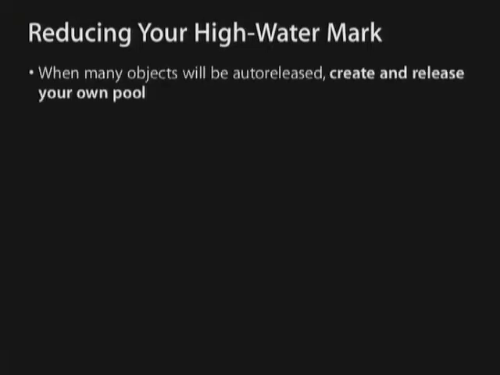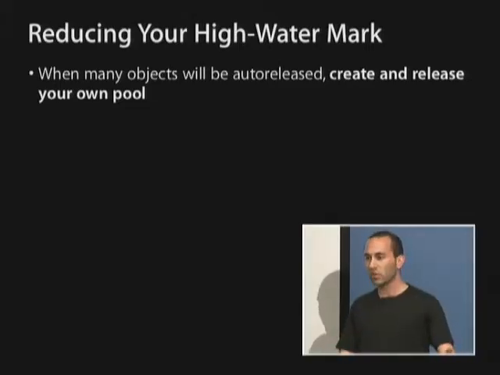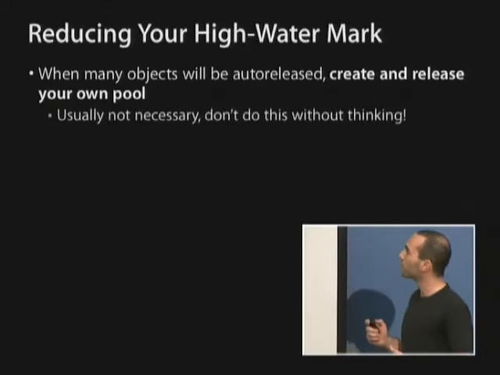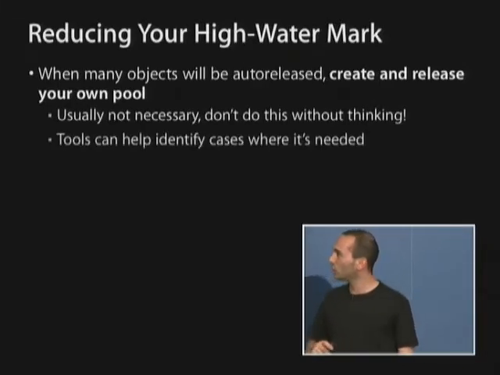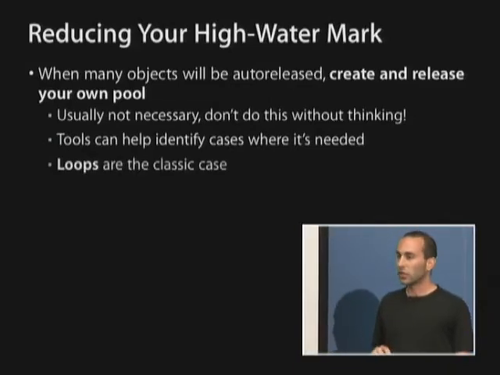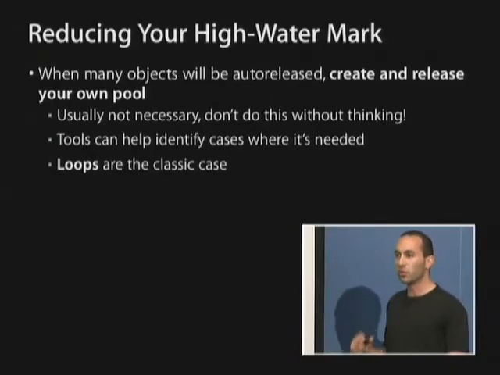So we want to take a look at how do you reduce the maximum footprint of your app? How do you reduce the high watermark, the spike in your memory use? You can create and release your own pool. And we've talked about this before, where you can actually create and release your own pool inside of a loop, so that any of the objects that get auto-released inside that loop will then get released at the end when you release your pool. You don't need to do this frequently, but it may sometimes be useful. And we'll take a look at why and how. And of course, loops is the common case.